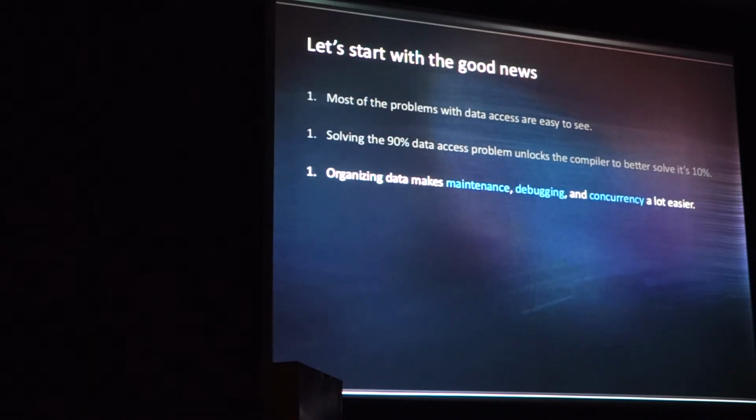Organizing the data makes maintenance, debugging, and concurrency so much easier. If we go back to that code, we had an array of entity ins and an array of entity outs, right? How easy would it be to put 4 of those entity ins, let's say hypothetically, on its own thread, and another 4 on another thread, and just do them in parallel? It's trivial, right? It's so easy.